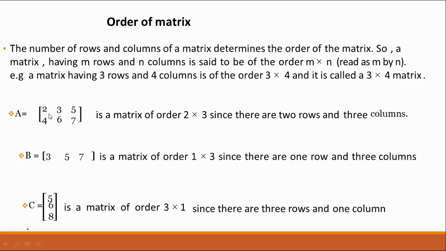Similarly, you see here some examples. In this matrix A, there are 2 rows and 3 columns. So the order of this matrix is 2 by 3. In this matrix, there is 1 row and 3 columns: first column, second column, and third column. So the order of this matrix is 1 by 3. Similarly, in this matrix there is only 1 column and there are 3 rows: first row, second row, and third row. So the order of this matrix is 3 by 1.